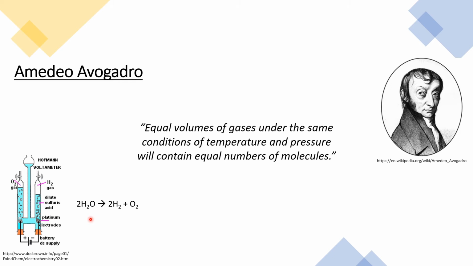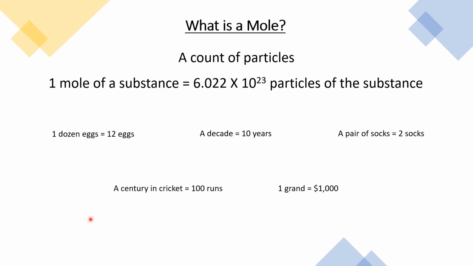Anyway, very important scientist, and he was the namesake for the Avogadro constant, even though he didn't have any direct involvement in the development of the number itself. So that leads us to what is a mole, and the mole is really the Avogadro constant, or the mole is related to the Avogadro constant. If we have 1 mole of a substance, then we have 6.022 times 10 to the 23 particles of the substance. It's a count of particles itself.